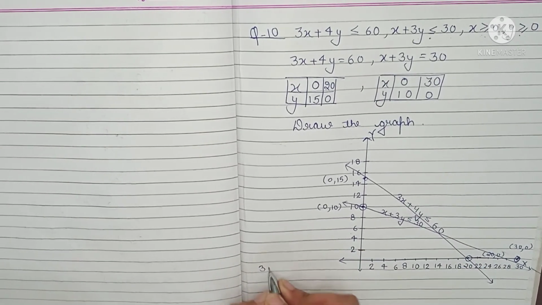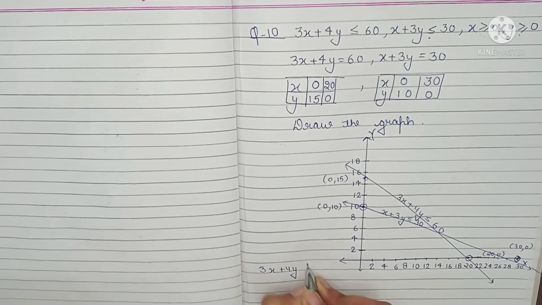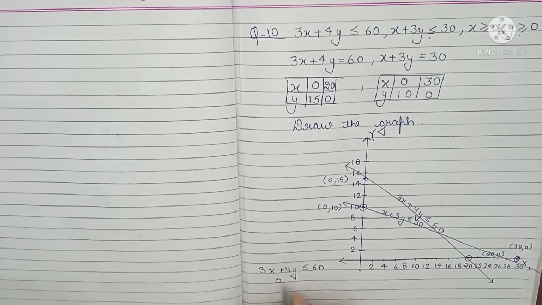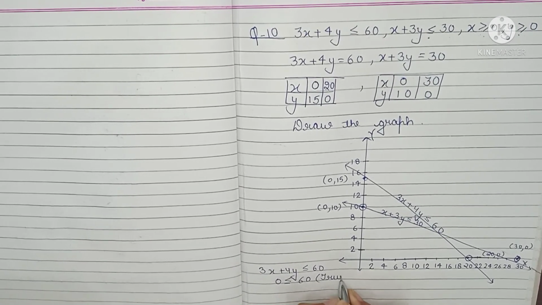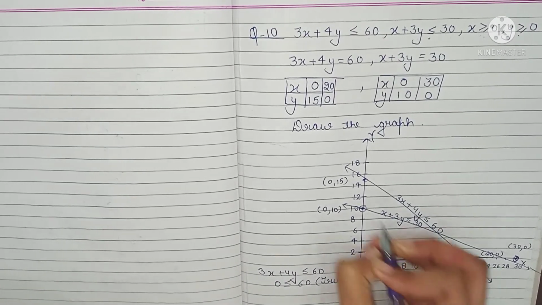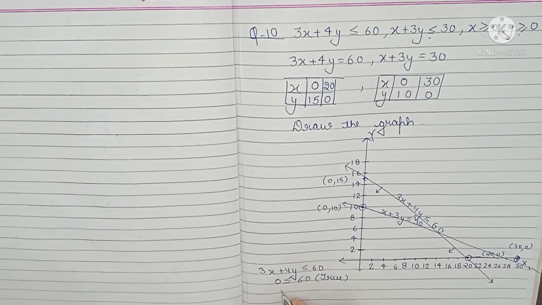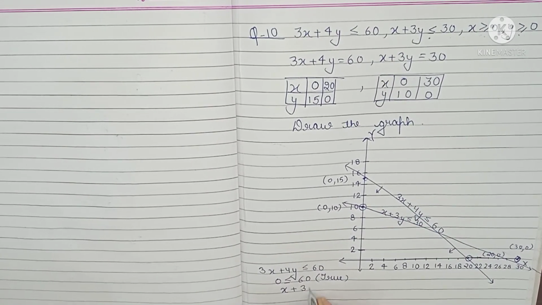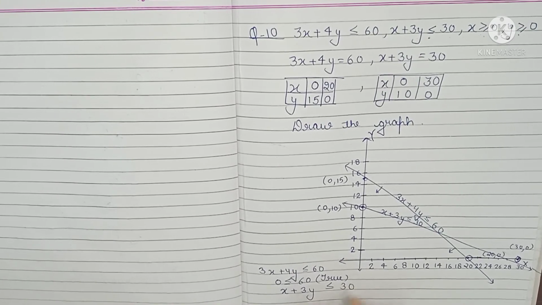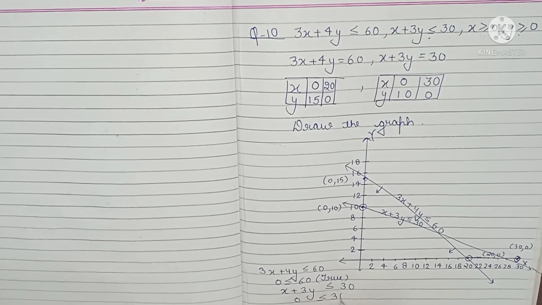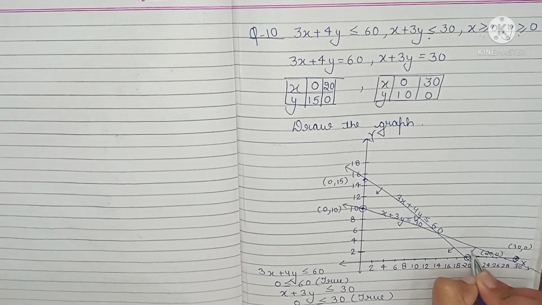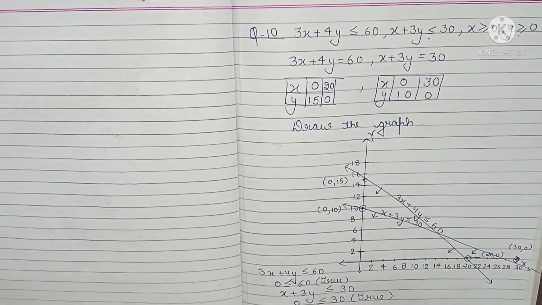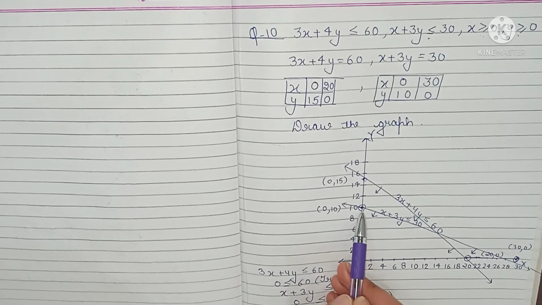Now you have to find out the shaded region. 0 is less than 60. True. It means the shaded region is towards the origin. And for the second given inequality, x plus 3y is less than or equal to 30, 0 is less than 30, true. It means the shaded region for the second given inequality is towards the origin. So the common shaded region is this one.